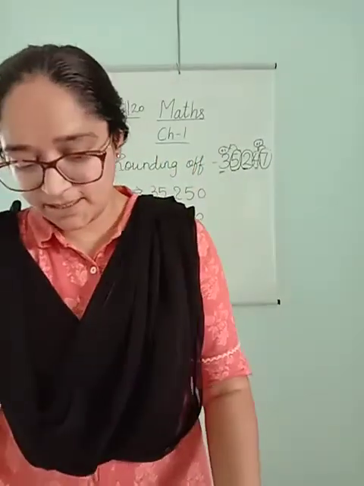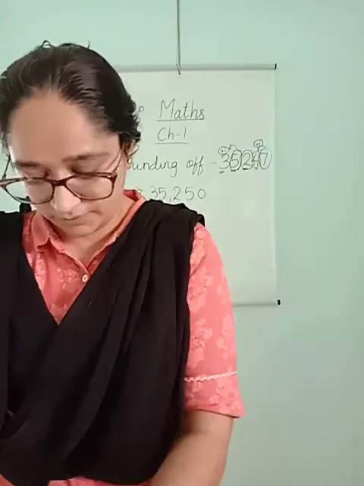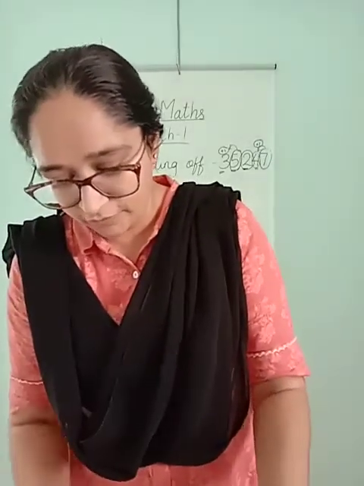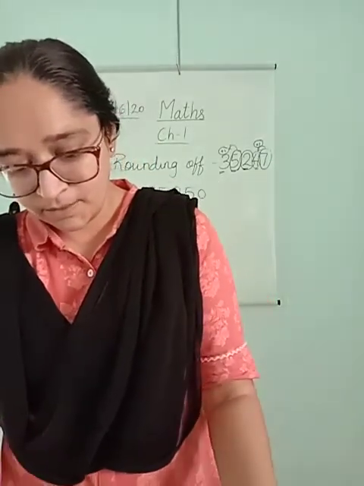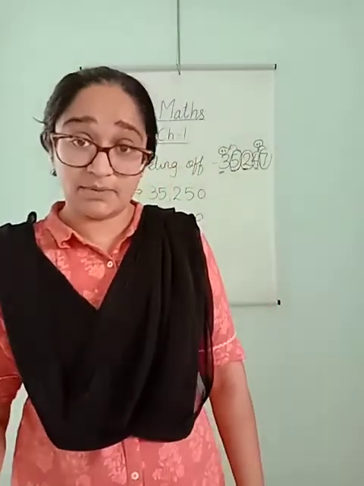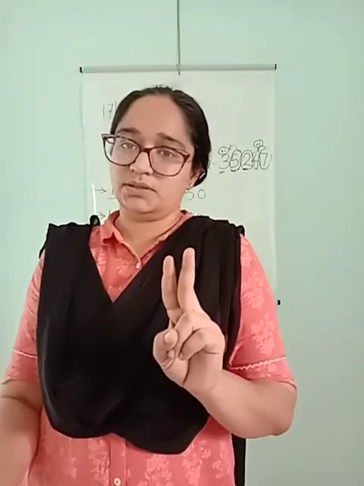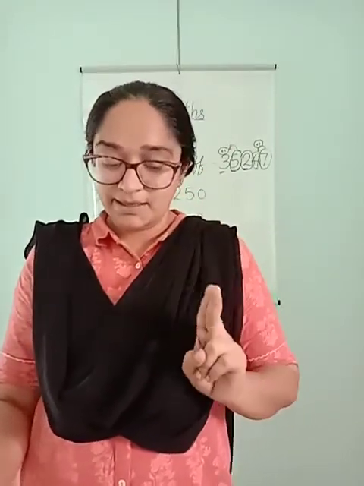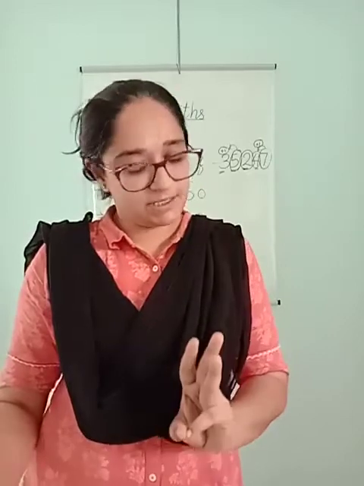Let's see exercise number 1.4. In the first question, you have to round off to the hundreds place. Then in question number 2, you have to round off to the thousands place. So whichever place you are rounding off, in the first question you will have 2 zeros at the end. In question number 2, you will have 3 zeros.